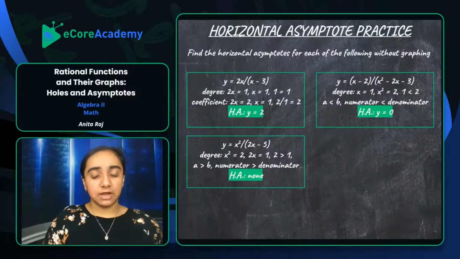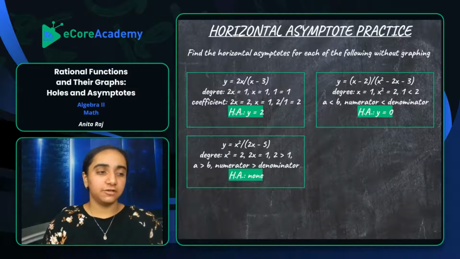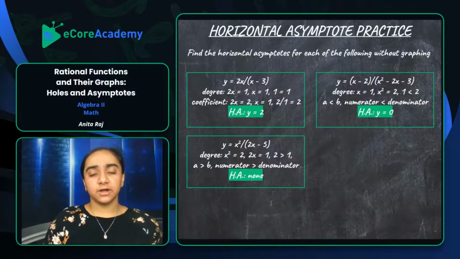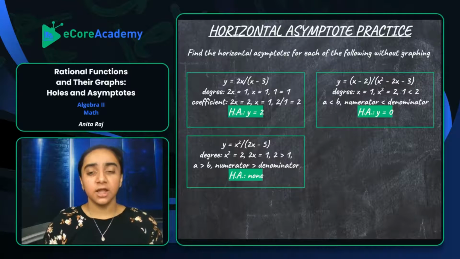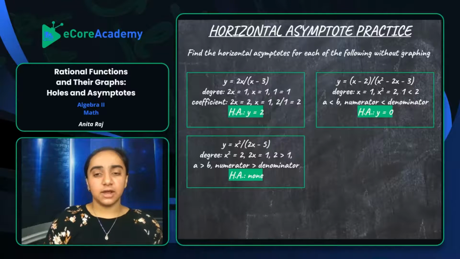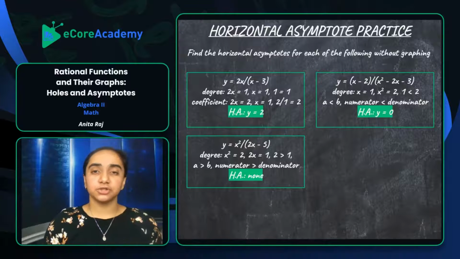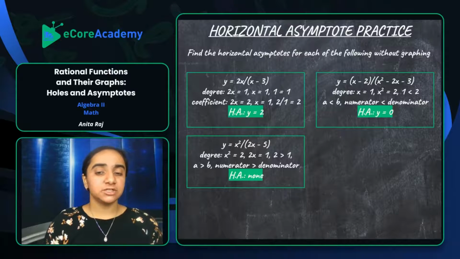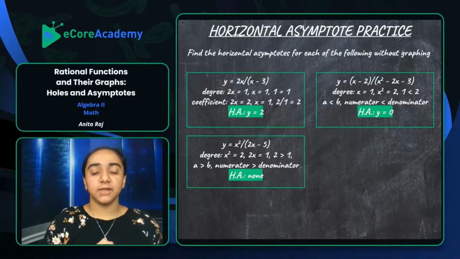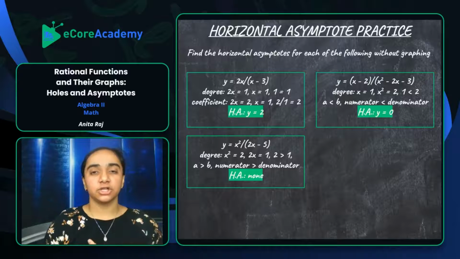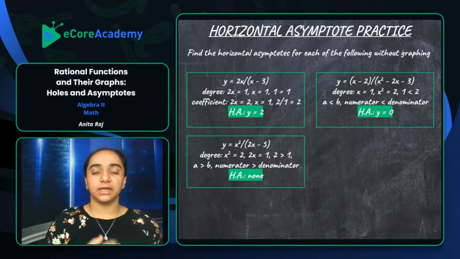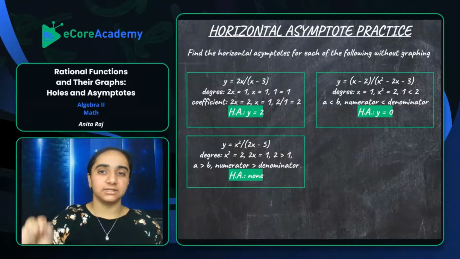Then if we have the function y equals x squared divided by 2x minus 5, what we're going to do is determine the degrees of the numerator and denominator. x squared is the only term in the numerator, and the degree of x squared is 2 because it's a quadratic. The leading term of the denominator is 2x, and it is a linear term, so it has a degree of 1. So in this case, 2 is greater than 1, meaning a is greater than b, meaning the numerator has a higher degree than the denominator. And when that happens, we have no horizontal asymptote at all, because we're dividing a large number by a small number, and we're not going to have any infinitely getting smaller fraction kind of scenario.